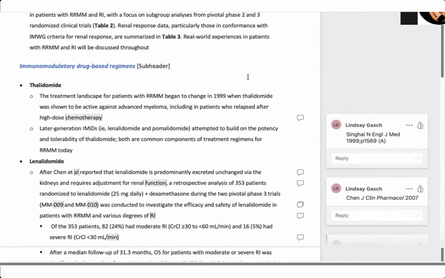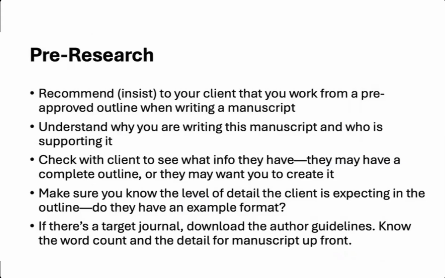And then you may go all the way in the other direction to something that's more succinct, just a bulleted list. So again, you're going to need to find out from the client what they're expecting with the outline. And then if there's a target journal at this stage, which there often isn't, but if there is, or a couple of them, you need to download the author guidelines and also work with your client on informing them that, if they are seeking to publish in this journal, which has a limit of 3,000 words, for example, for the type of manuscript you're writing, then you need to let them know that.